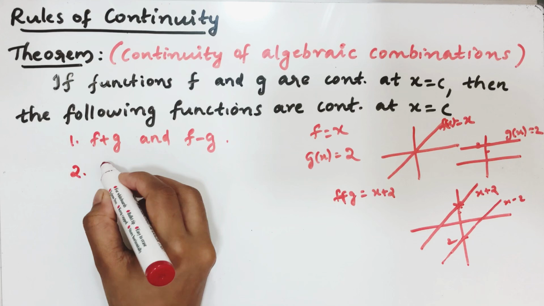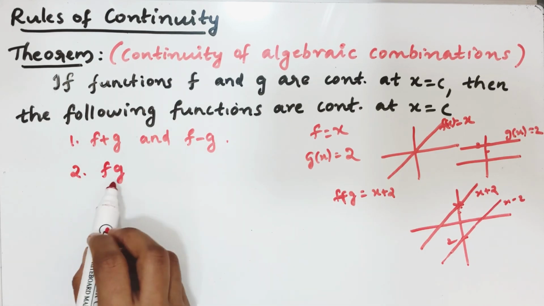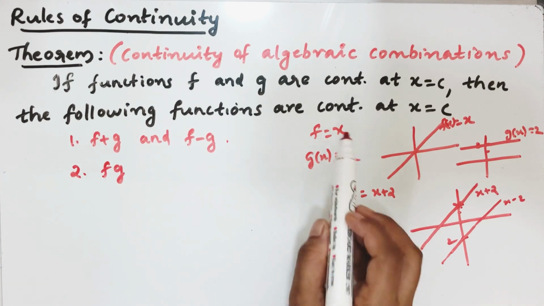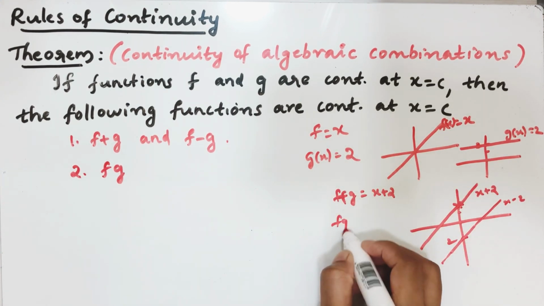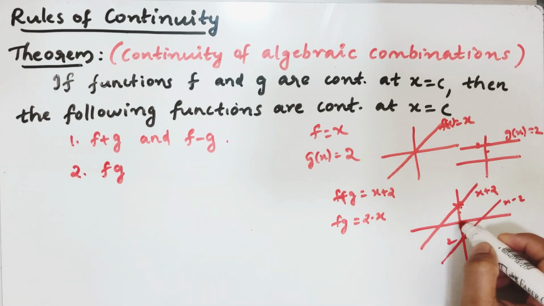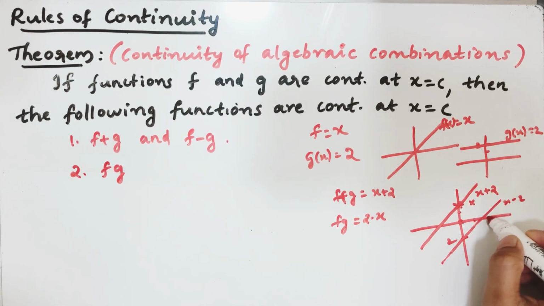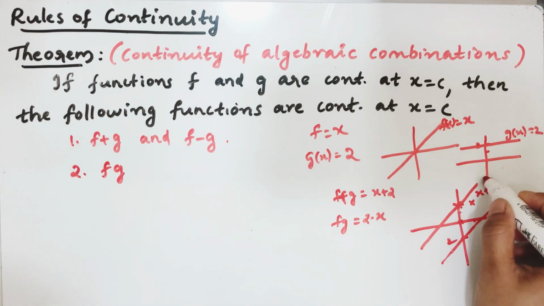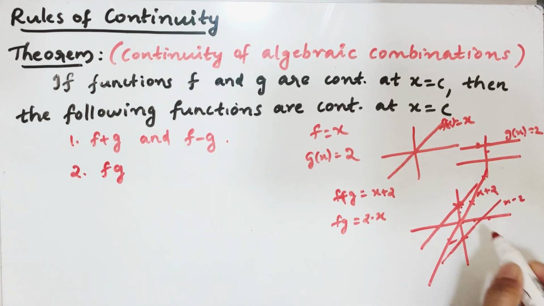Second one, f into g. If f and g are continuous at x equal to c, then f into g is also continuous. Here we can see f is equal to x, g is equal to 2. Then f into g is equal to 2 into x. The graph will be like this: at 1, y is 2, at 2, y is 4, like that. This is also continuous.